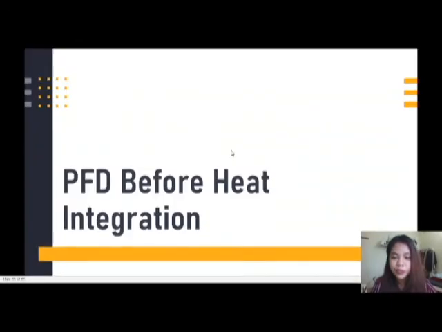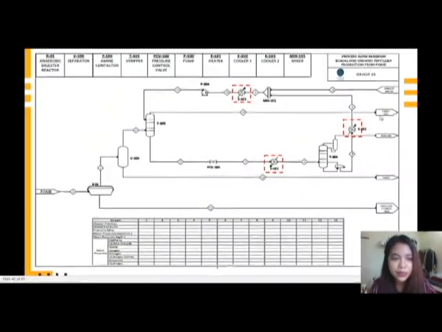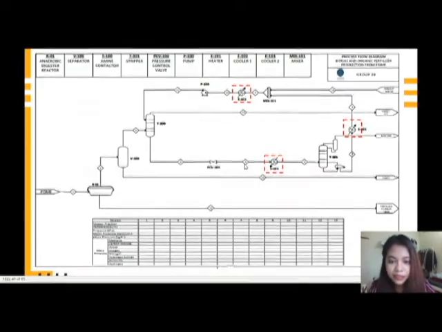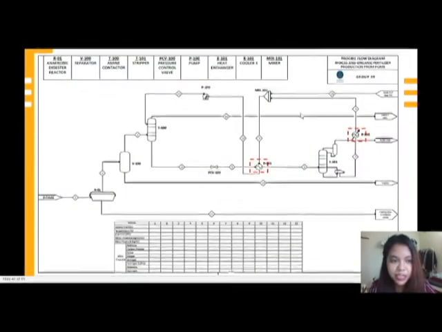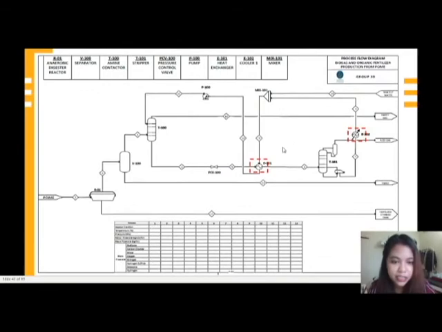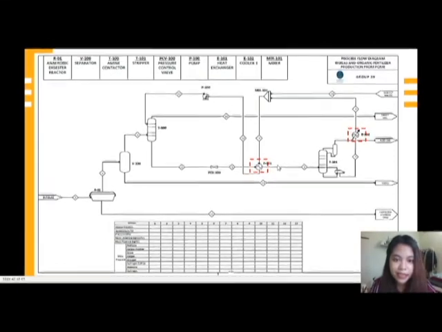Next, I will be showing the process flow diagram before heat integration. Before this, we have two coolers and also one heater. After heat integration, we managed to reduce it. Now we have one cooler, and for the rest of the streams we will be using one heat exchanger here. And that's all for me for the heat integration part.